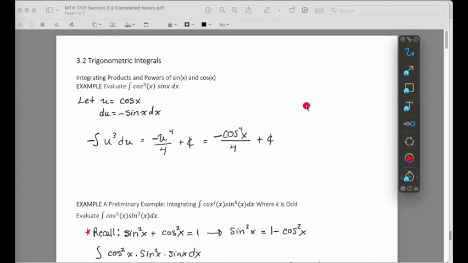So the main idea of this lesson is to learn how to integrate the combinations of the products of powers of sine x and cosine x and other trig functions by rewriting these expressions using trig identities or just rearranging the powers of the expression. And then that way, once we rearrange that or use identities to rewrite the expressions, the goal is to then be able to use substitution or integration by parts.